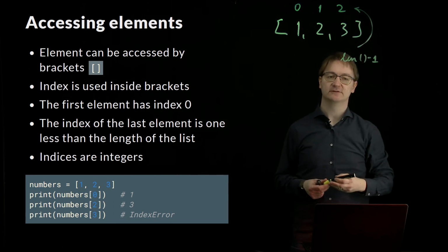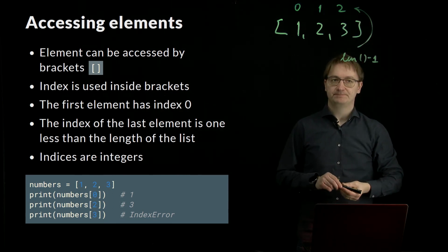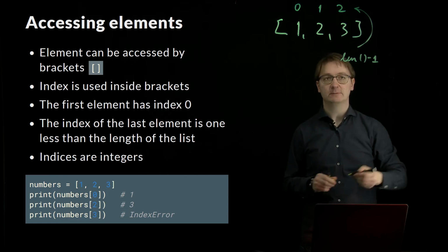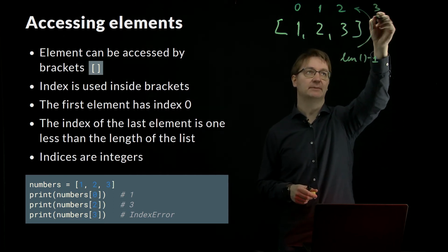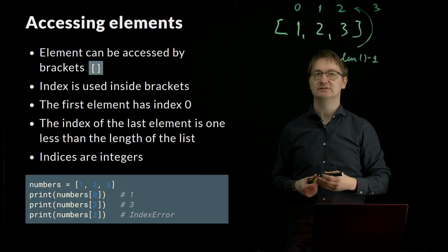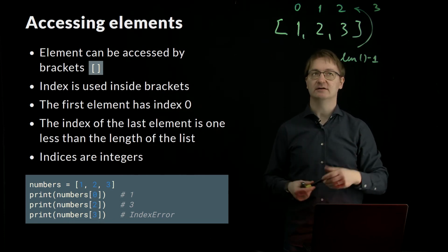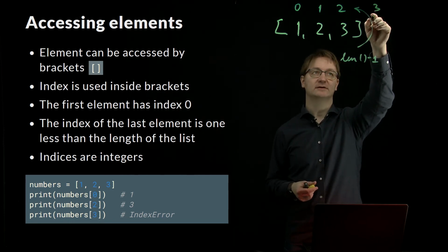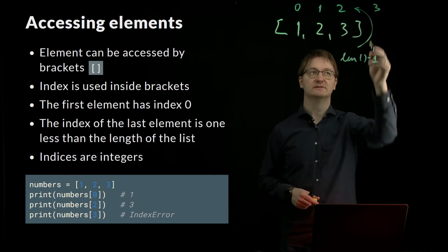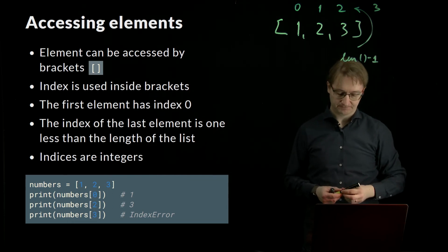That's the index of the last element. And if we try to access an index which is not inside the list, we will get an error. So if we try to get the element at position 3, then we get an error.